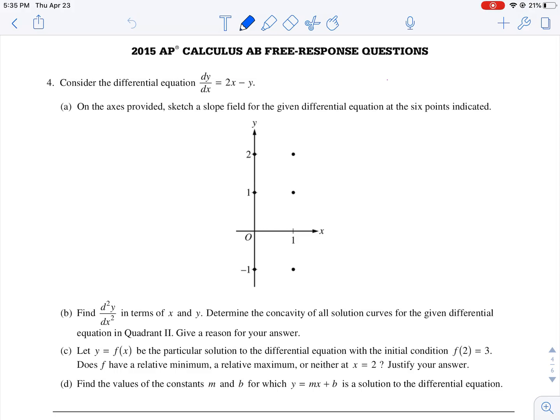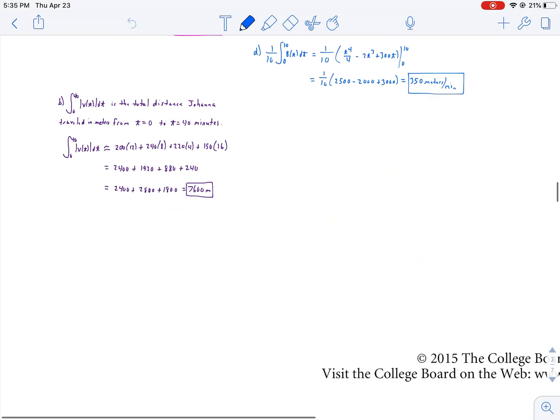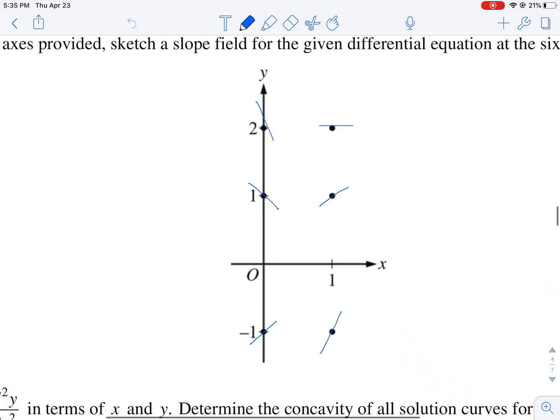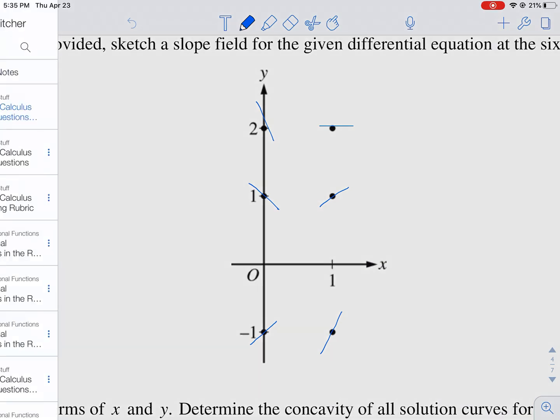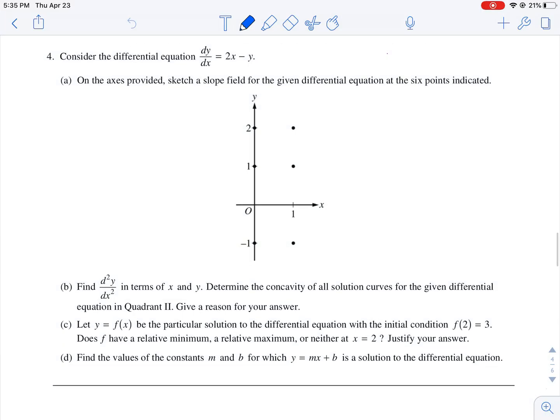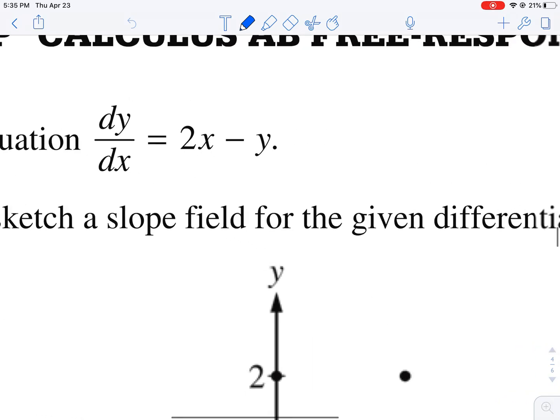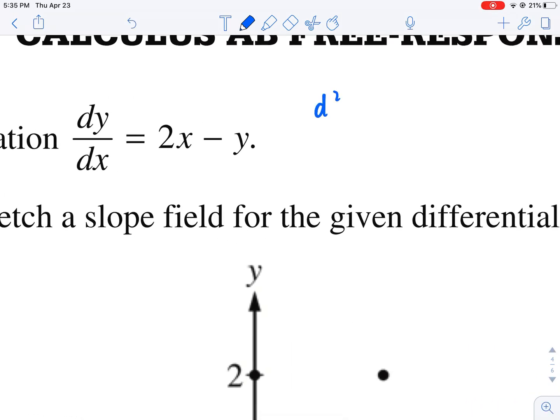Number 4, I'll let you guys construct the slope field, but you can check it here. There's what it should be. Part B says find the second derivative in terms of x and y. So the second derivative in terms of x and y, because we're going to have a y prime here, so we're not allowed to have a y prime.